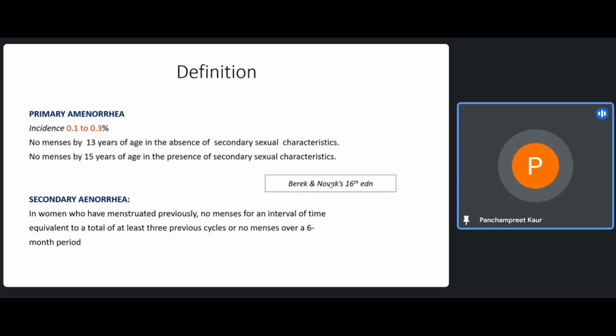Previously it was the age group of 14 and 16. Speroff still mentions it as 14 and 16, but the latest edition of Berek and Novak gives us 13 and 15 years with absence or presence. Secondary amenorrhea is in a woman who has previously menstruated and then has amenorrhea for at least 6 months, or if she had irregular cycles, then at least 3 previous cycle lengths. Then we label her as having secondary amenorrhea.